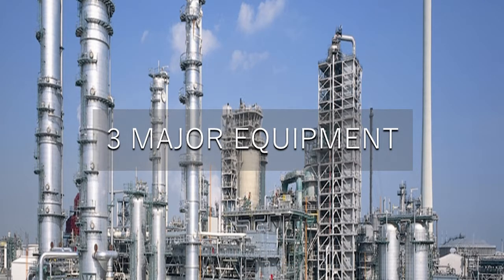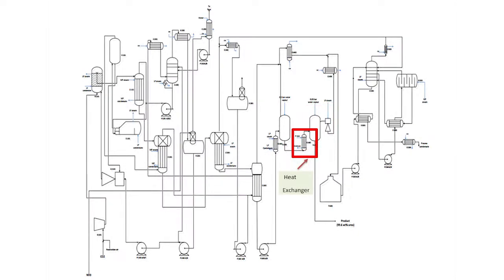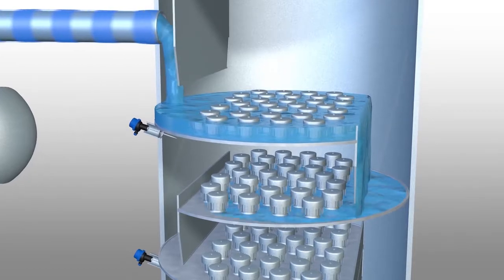Now, we'll talk about the control strategies of three major equipments in the process. The equipments are distillation column, prilling tower, and heat exchanger. First is distillation column. The goal of a distillation system is to maintain an optimum production rate and the main specifications that are set for each product.